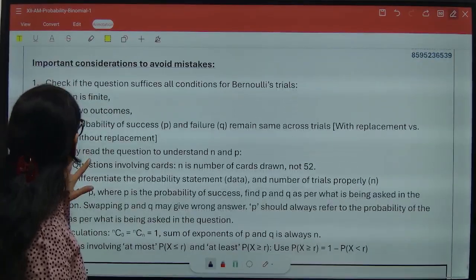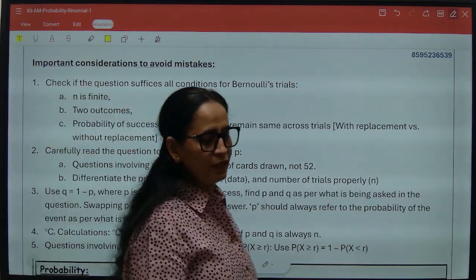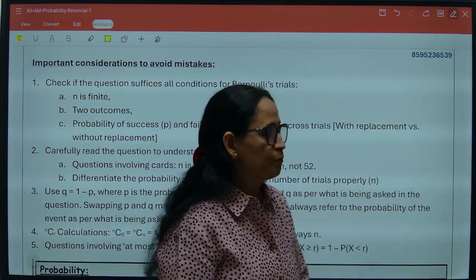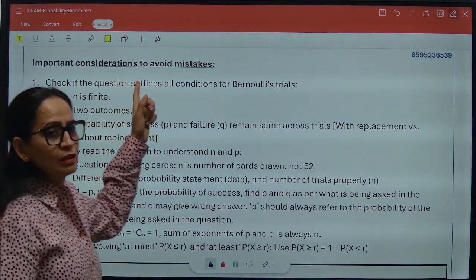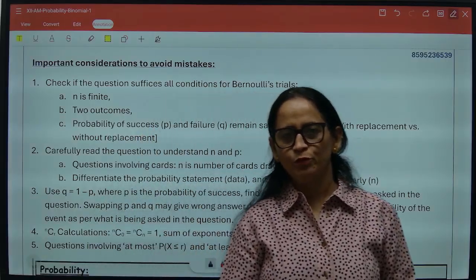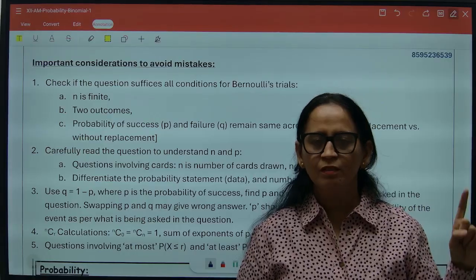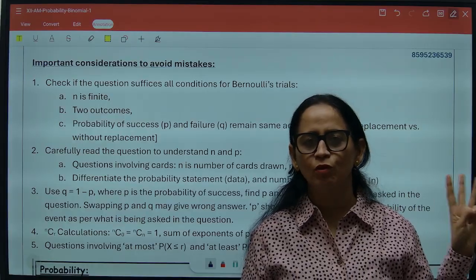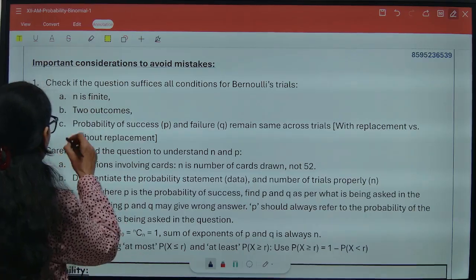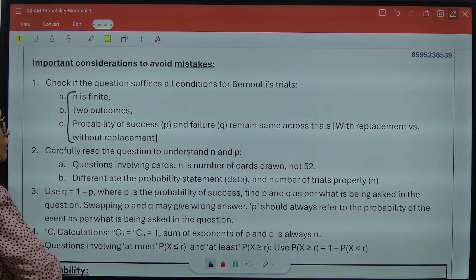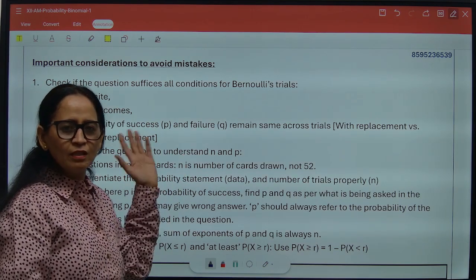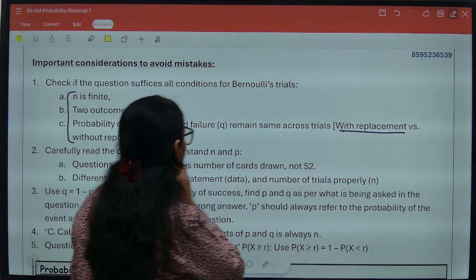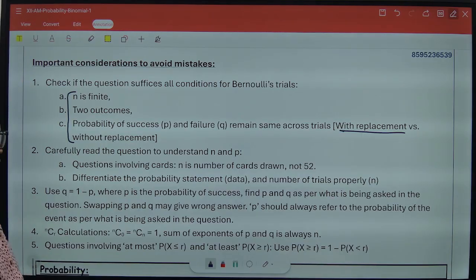Now let's wrap up and have a look at the common areas where you could make mistakes while solving questions related to binomial distribution. Number 1, check if the question is for binomial distribution. So number of trials should be finite. Number 2, two possible outcomes, success and failure, and probability of success is same across all the trials. So all the 3 conditions should be met whenever you see a question and you need to decide whether it is related to binomial distribution or not. It should use the words with replacement. If it is without replacement, then it is for sure not binomial distribution.